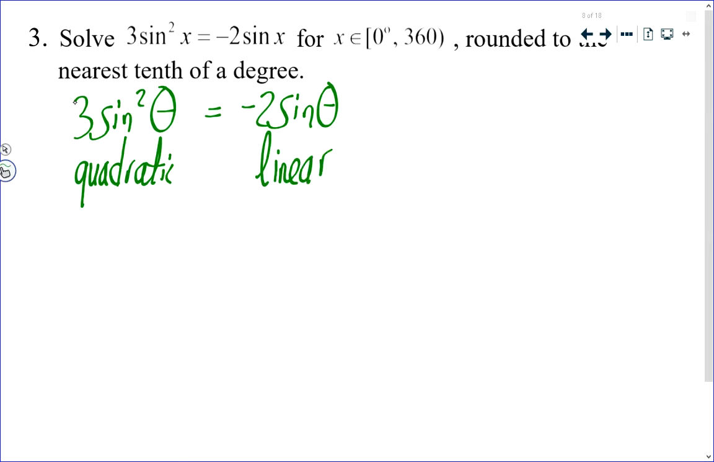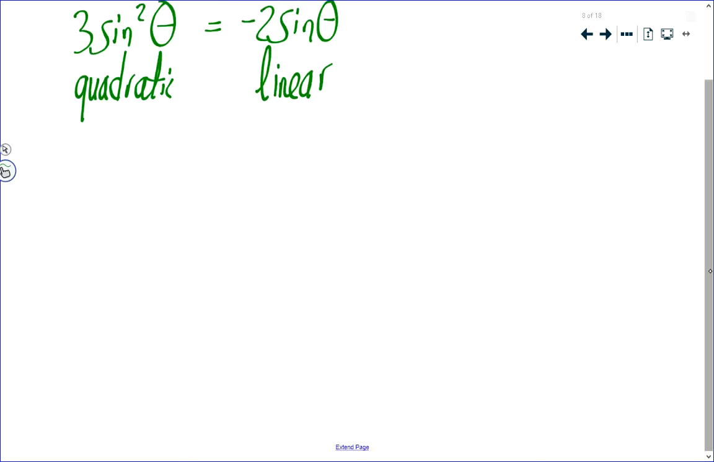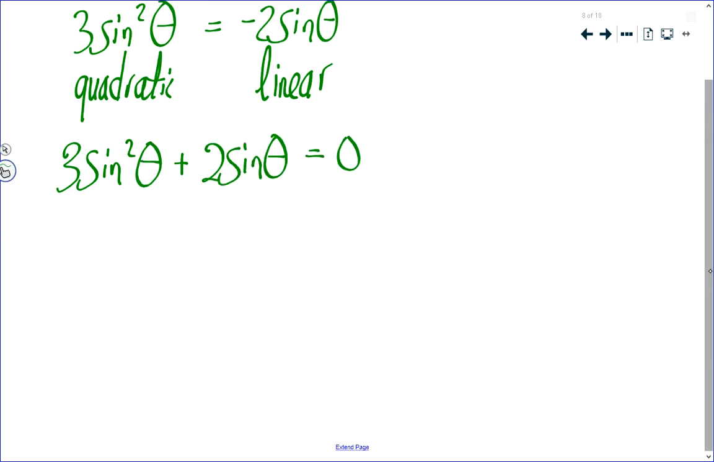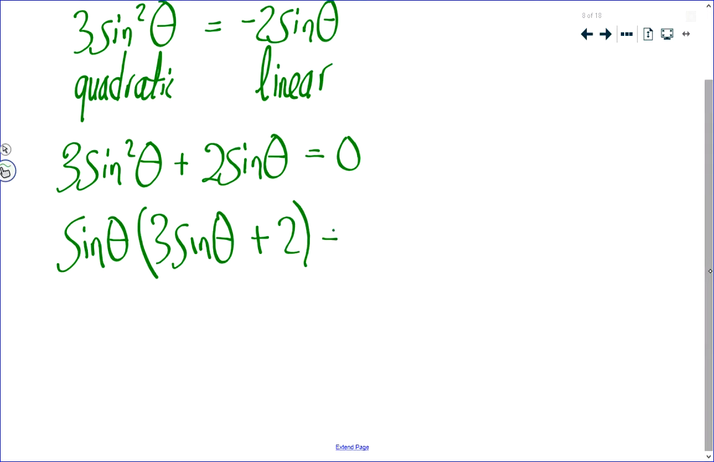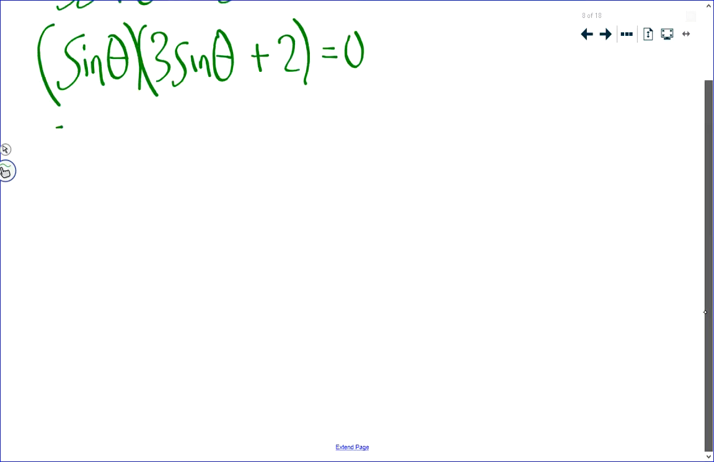And how you solve this type of quadratic equation is unique as well. First, you zero the equation. And then you factor. But you don't factor it as binomials. You factor it using a common factor. So we can factor out a sine of theta and be left with 3 sine of theta plus 2. We still have 2 factors. So we can set each of the factors equal to 0.